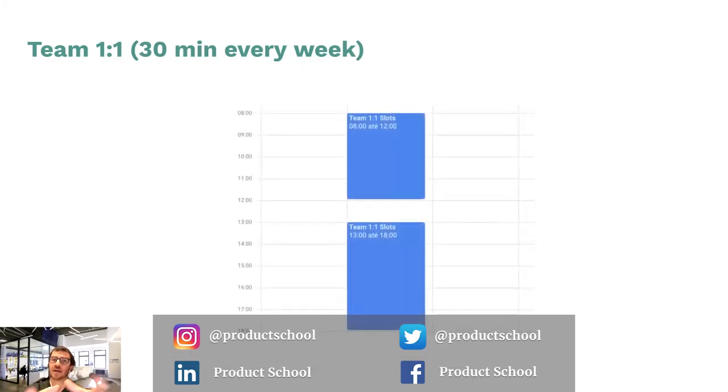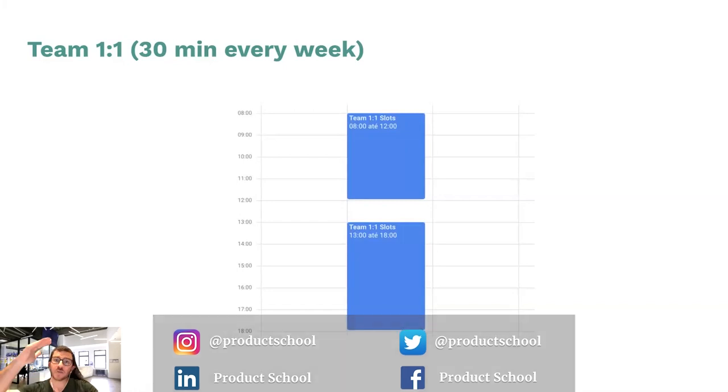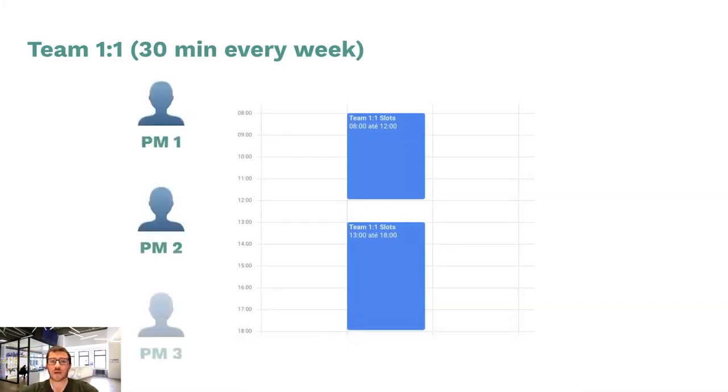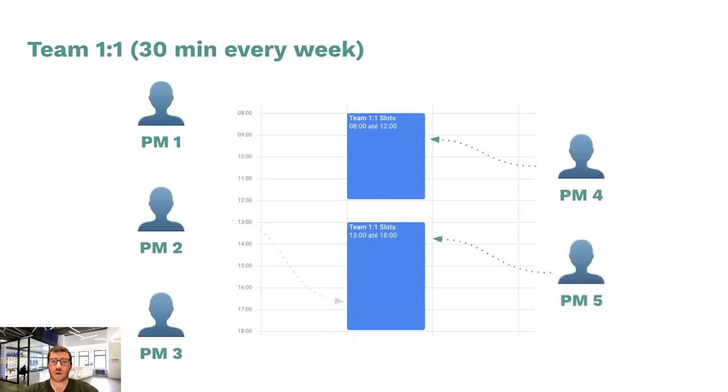What I did, I selected a huge number of slots here, so everyone in the team could go there and select one slot. After we did that one time, we keep that regularly every week. And what will be the focus of our one-on-ones?